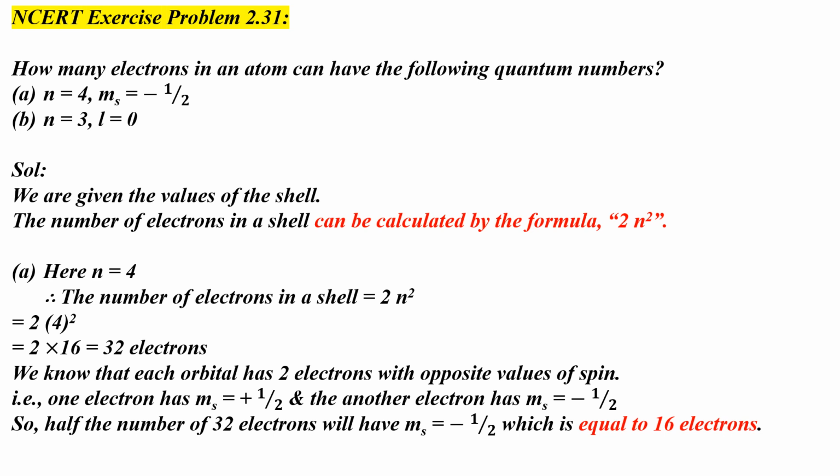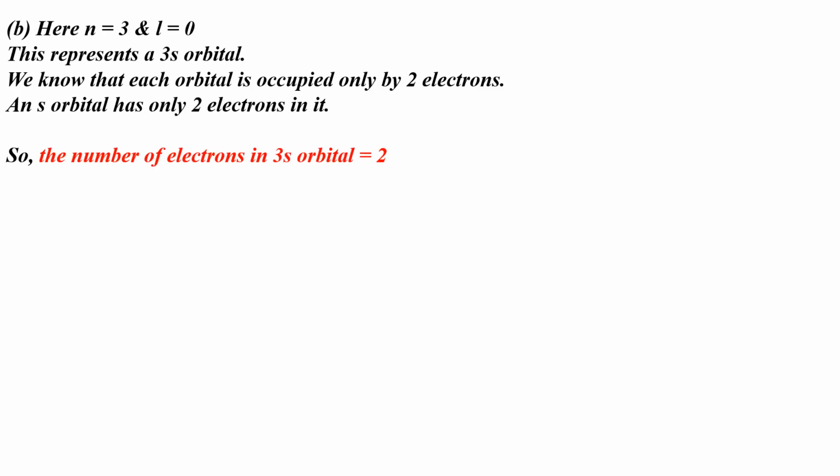Let's solve the second case. Here n equal to 3 and L equal to 0. How can you do that? Since n is equal to 3, it represents the third shell. L equal to 0 stands for a subshell. So it represents a 3s subshell or a 3s orbital in it.